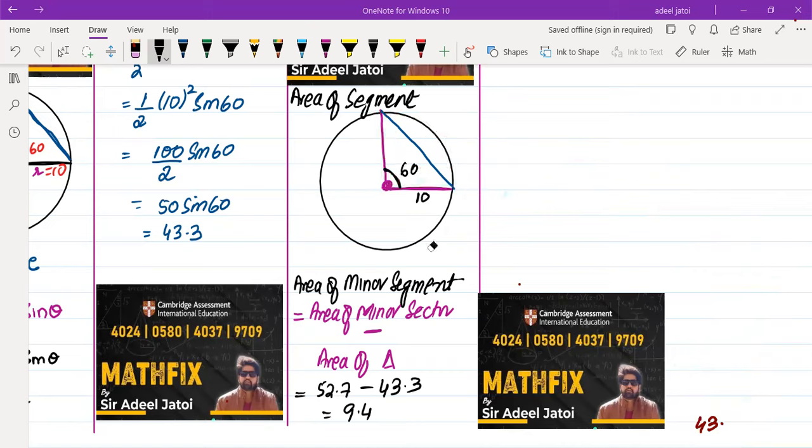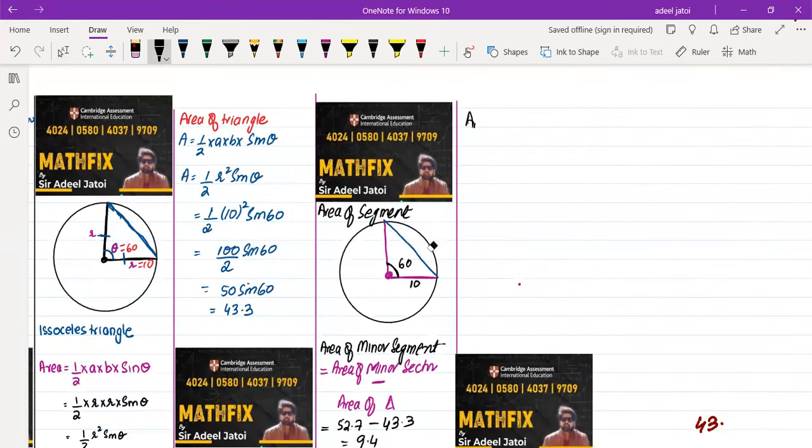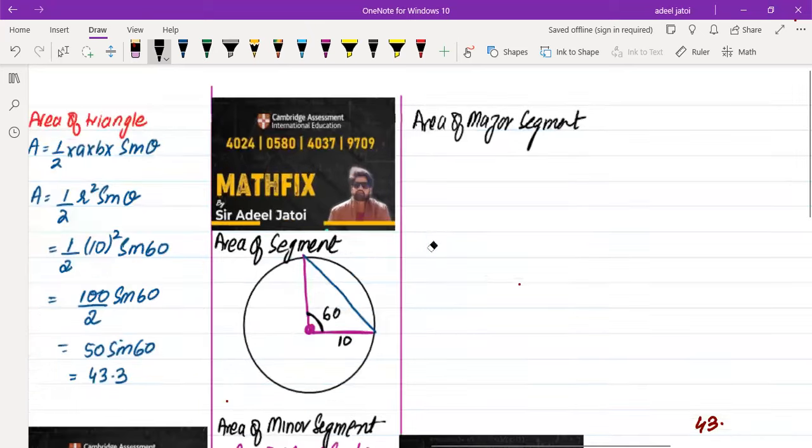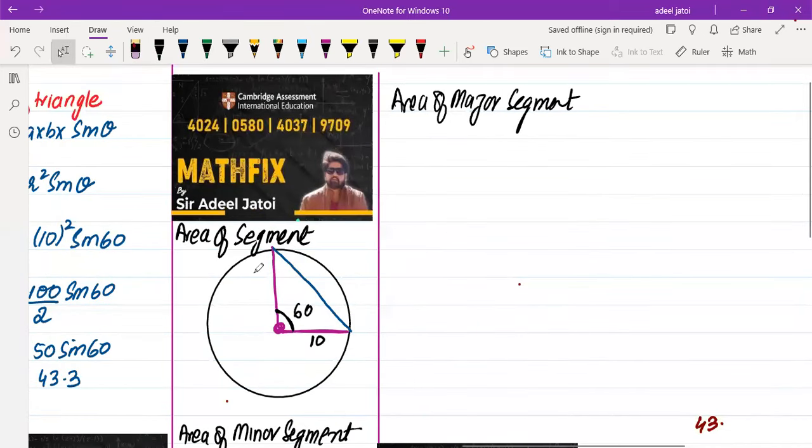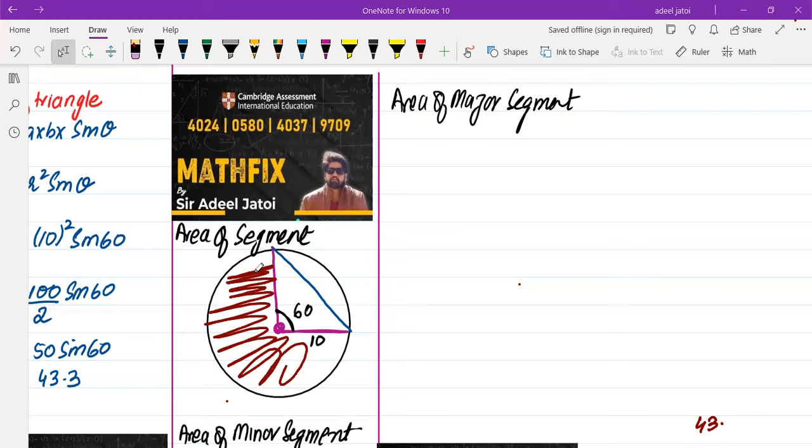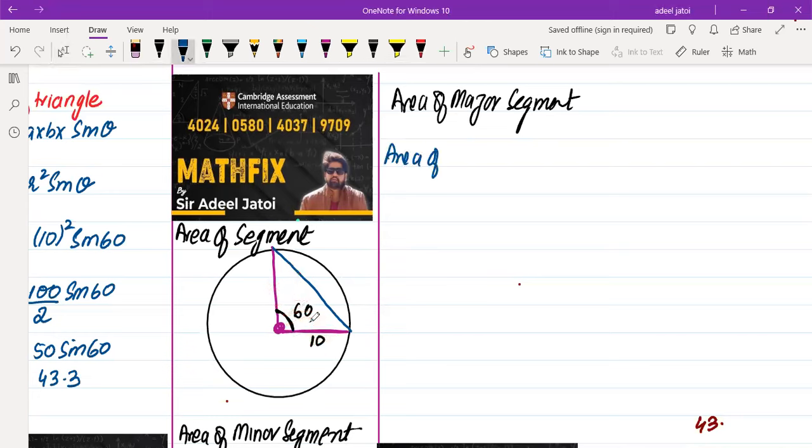Similarly, on the other hand, I can also calculate the area of the major segment. To find the area of the major segment, what is needed? Area of the major sector plus area of the triangle.